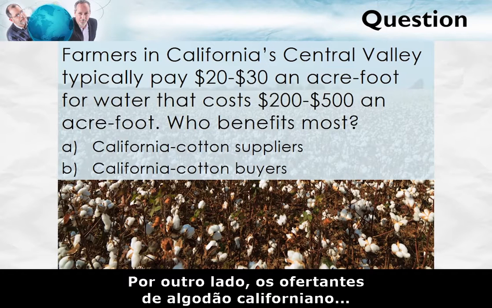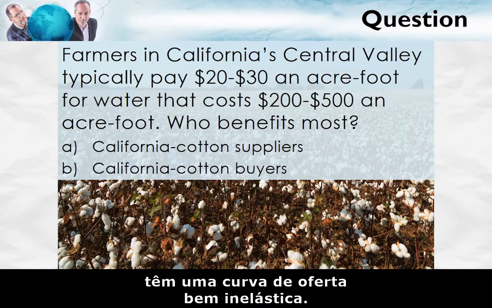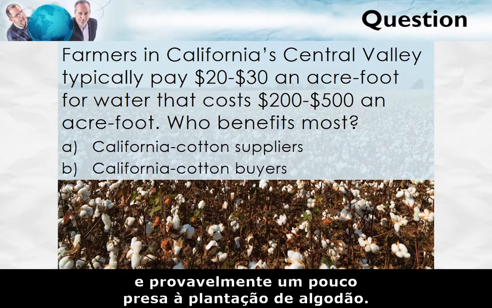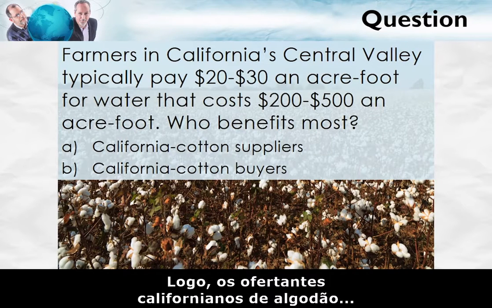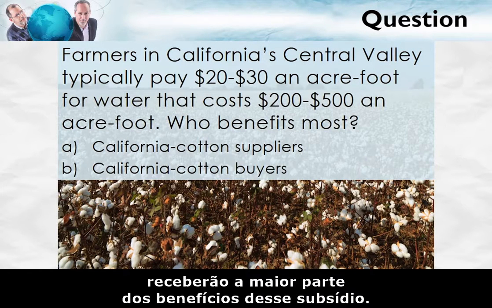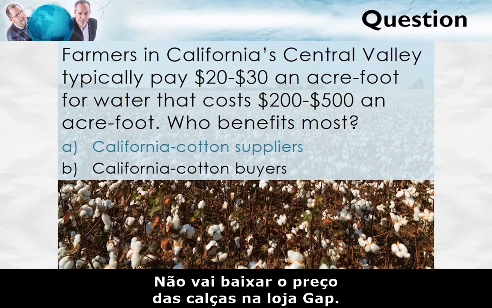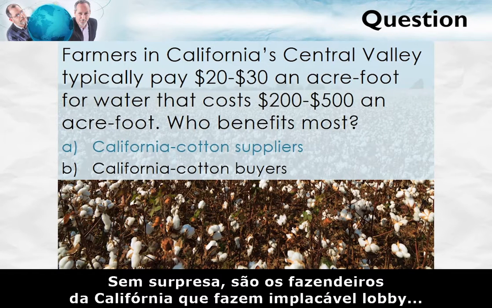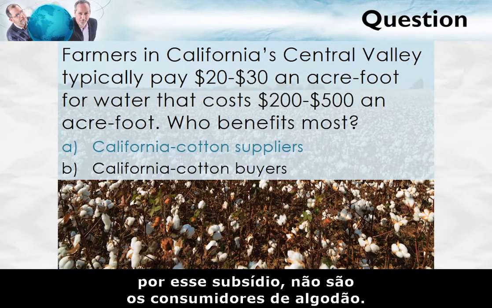On the other hand, the California cotton suppliers have a pretty inelastic supply curve. There's not that much land there to begin with, and it's really pretty fixed for growing agricultural goods and probably fairly fixed for growing cotton. So the California cotton suppliers are going to get most of the benefits of this subsidy. It's not going to lower the price of pants at the Gap. Instead, it's going to go into the pockets of the California cotton suppliers, of the farmers. Not surprisingly, it's the farmers in California who lobby extensively for this subsidy, and it's not the consumers of cotton.